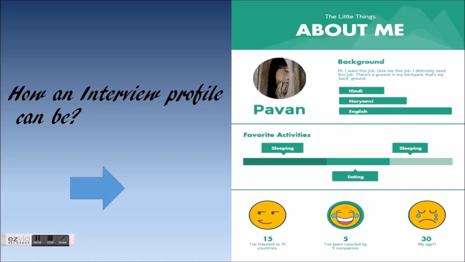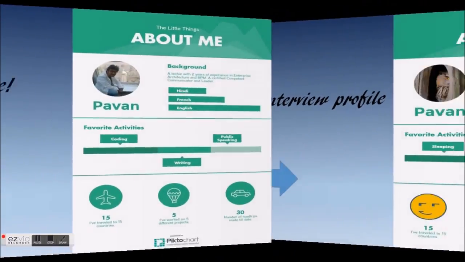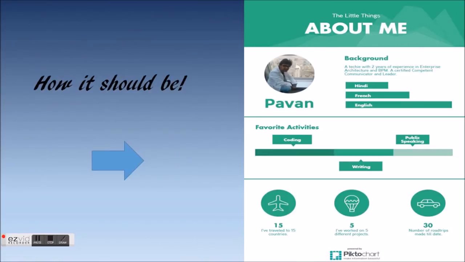At the same time, he could have used better visuals down there, but he chose to use WhatsApp smileys, to be precise, to depict some information about him. Who wants to know that he's been rejected by 5 companies? This is how exactly an infographic profile should be, to be precise.